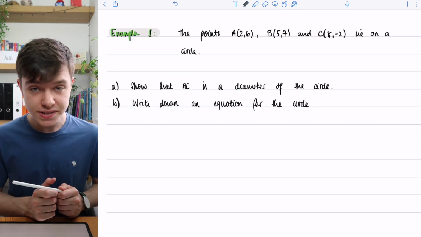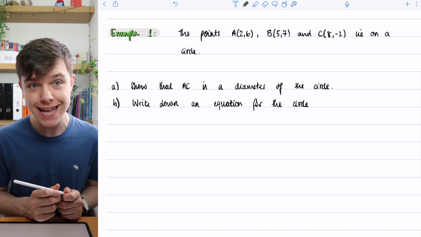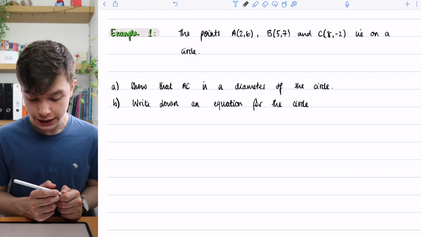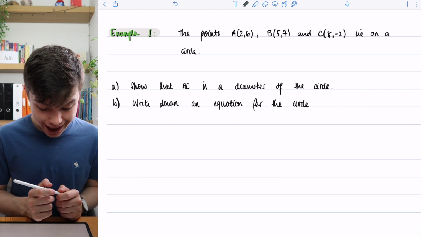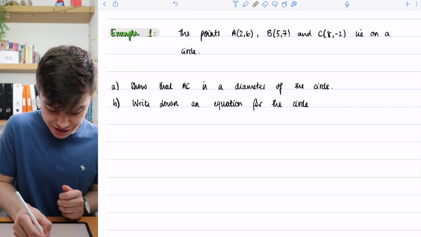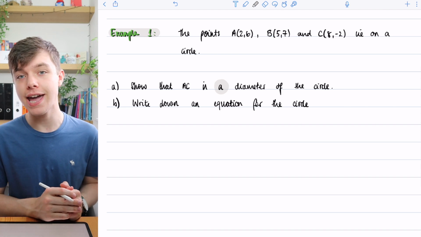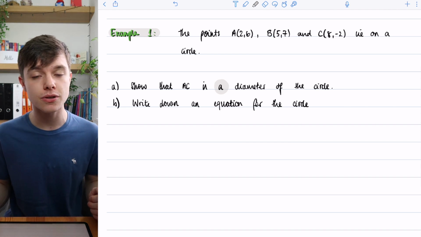So it says the points A (2, 6), B (5, 7), and C (8, -2) lie on a circle. Part A says show that AC is a diameter of the circle. Now it just says a diameter, okay? It does not say the diameter, because there's more than one diameter to a circle.